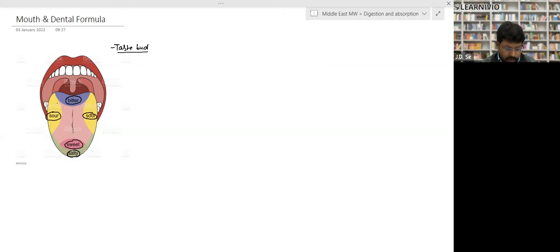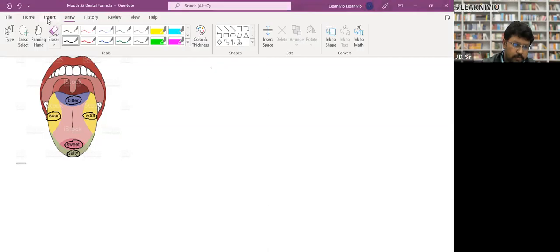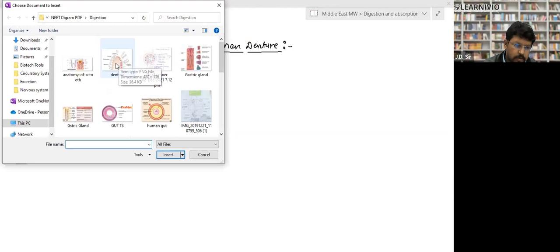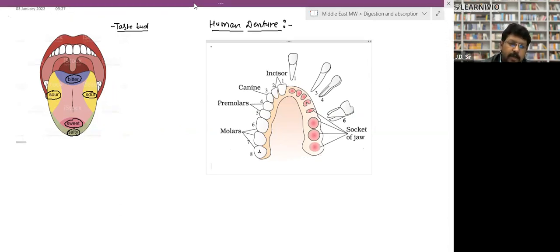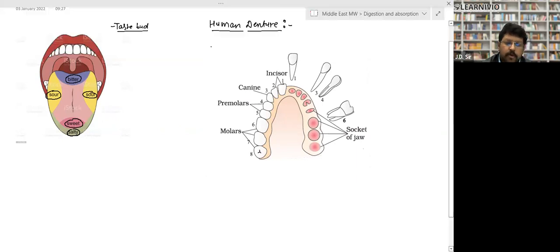Right, so this was something about the human tongue, and now put the heading human denture. So the next thing is the human denture. First I want to tell you how many types of teeth we have. This is the human denture. Humans have four types of teeth, in general. And now we are talking about the adult human being, that means above 18, right? So when we talk about the adult human being, humans have four types of teeth.